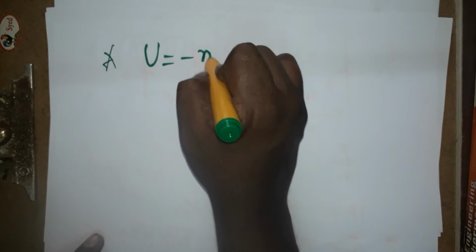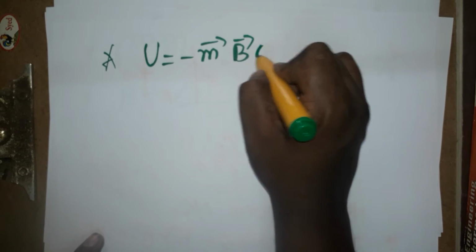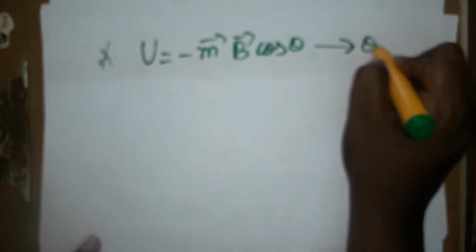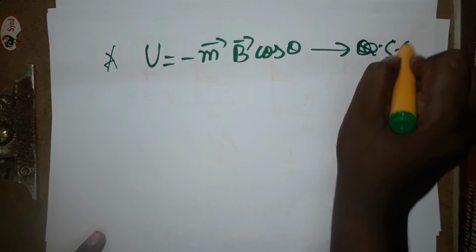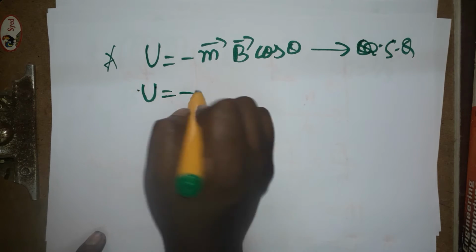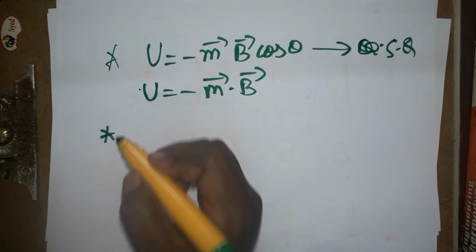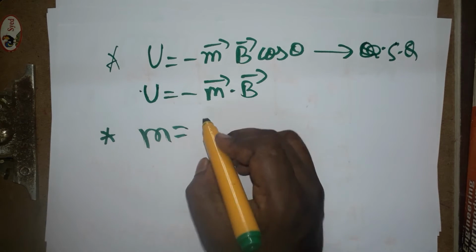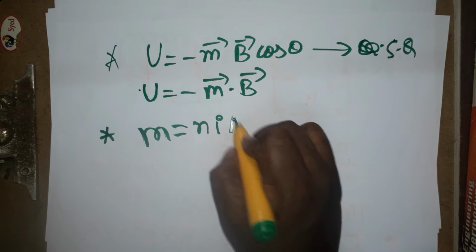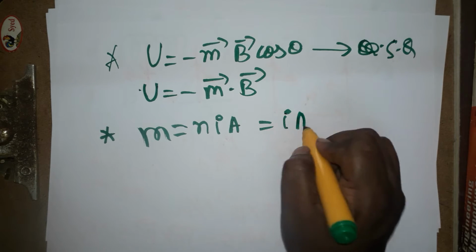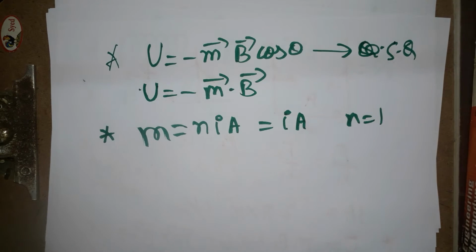The same formula you can write in another way also. U is equal to minus m vector dot b vector, that is minus m b cos theta. It's going to be a scalar quantity. Small m is the magnetic dipole moment, N i A, otherwise I A also if the number of turns is equal to 1.